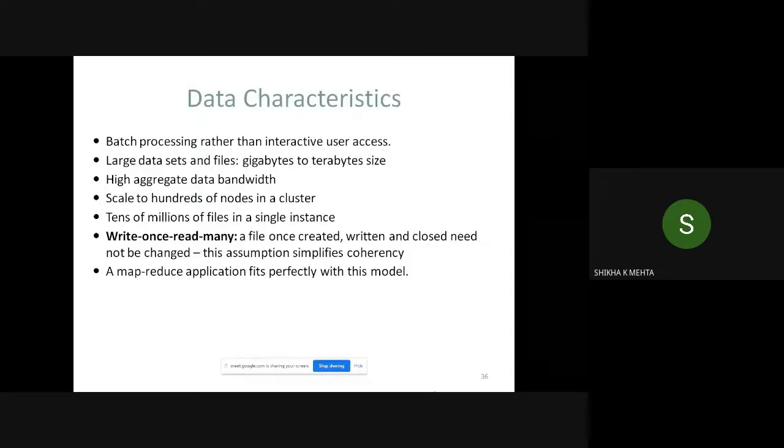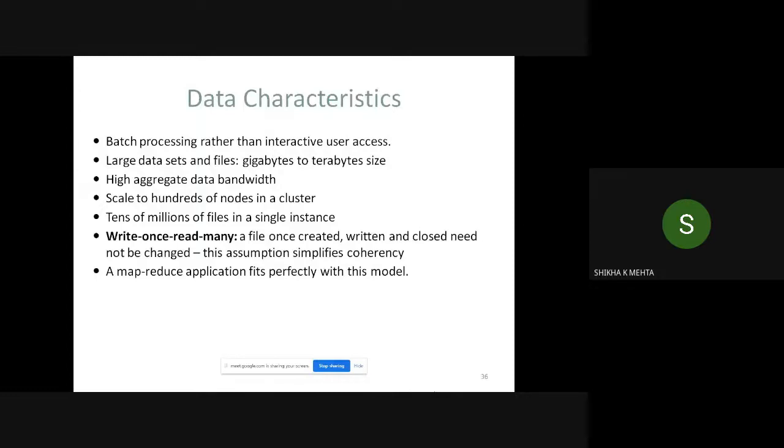And it requires high aggregate data bandwidth, which we have understood when we discussed the communication. So it can scale to hundreds of nodes in a cluster. There is no end to it, no limit on the size of the cluster or how many nodes there are. Tens of millions of files in a single instance can be processed.